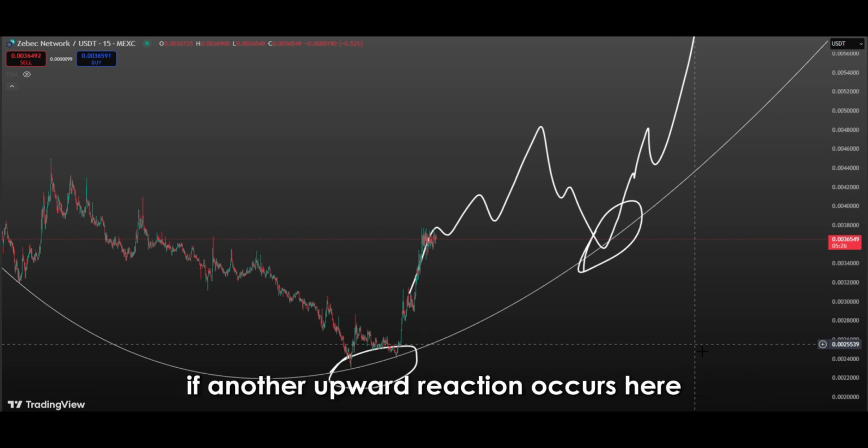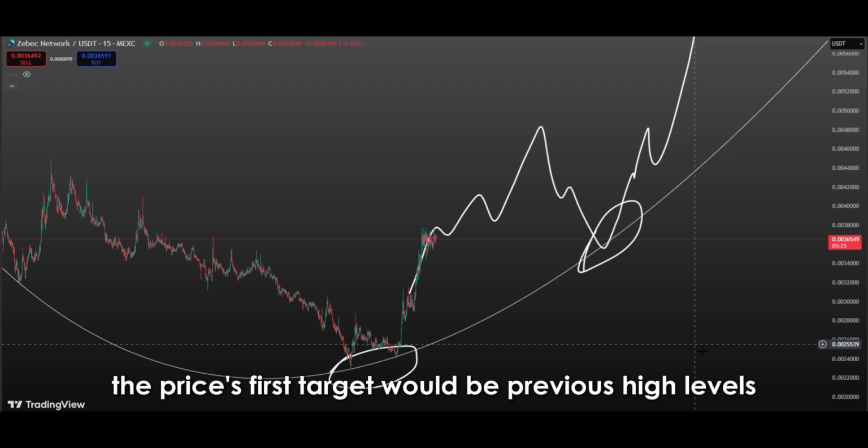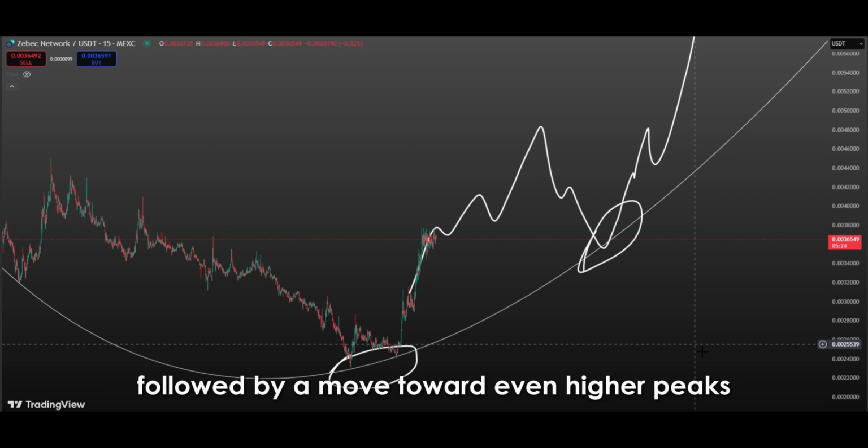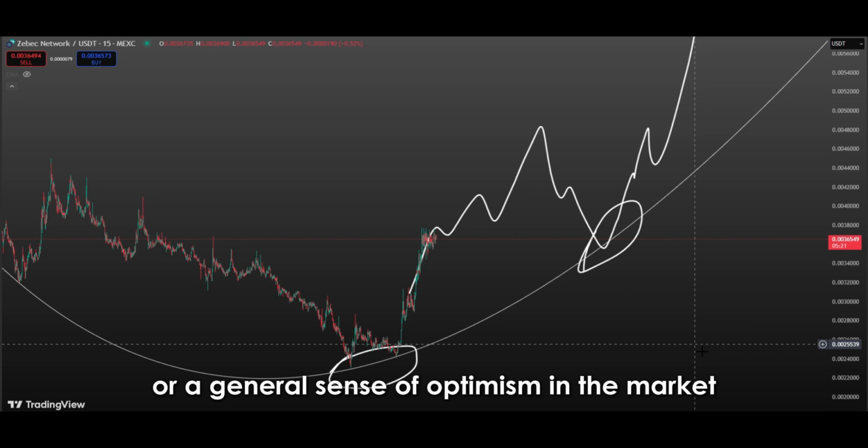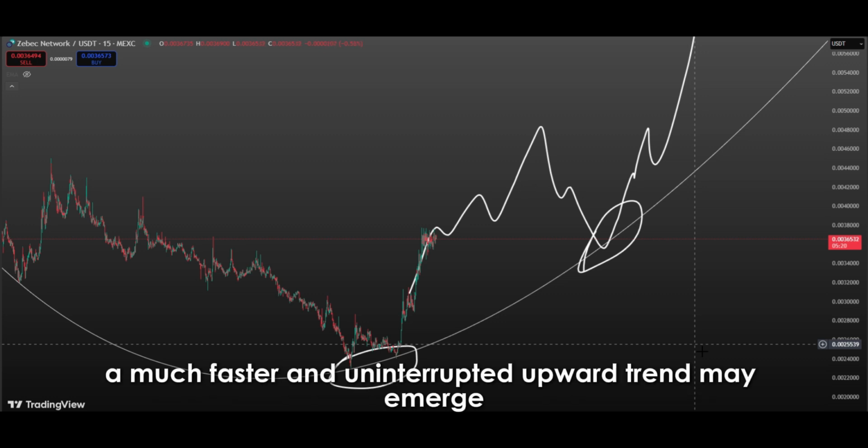If another upward reaction occurs here as it has in the past, the price's first target would be previous high levels, followed by a move toward even higher peaks. If this movement is supported by positive news flow or a general sense of optimism in the market, a much faster and uninterrupted upward trend may emerge.